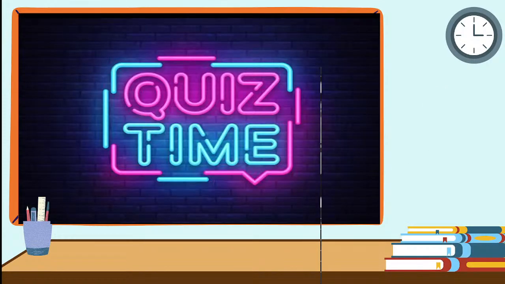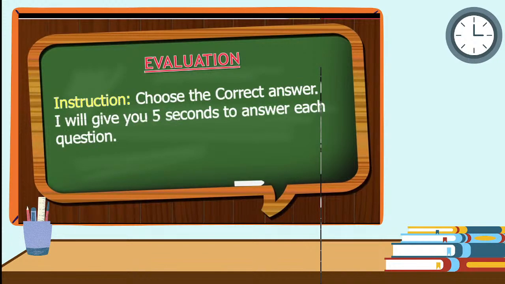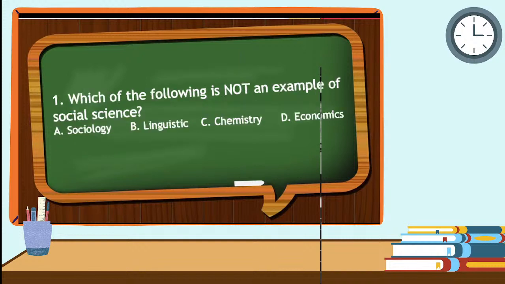So it's all about quiz time. Prepare your paper, guys. All right. So here's the evaluation. The instruction here is you're going to choose the correct answer. I will give you 5 seconds to answer each question. All right? So let's proceed to number 1. Which of the following is not an example of social sciences? A. Sociology. B. Linguistics. C. Chemistry. D. Economics. You got it right. The answer is letter C.